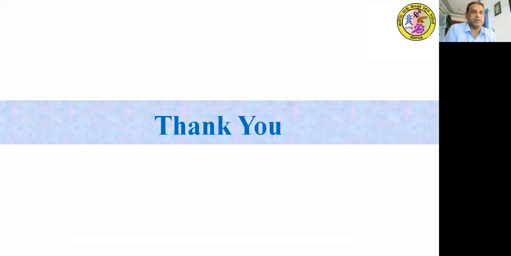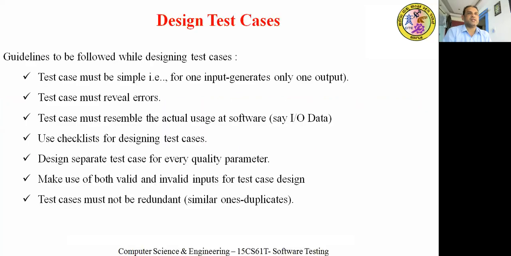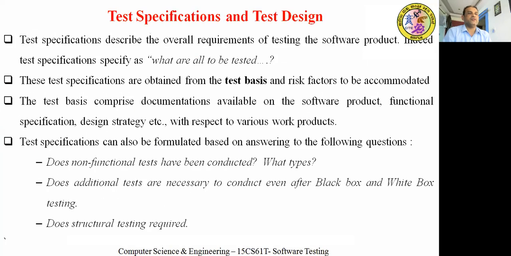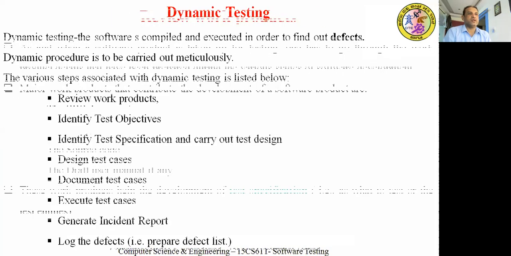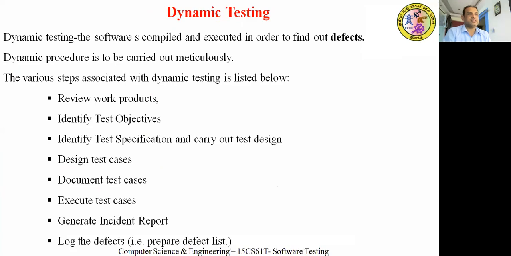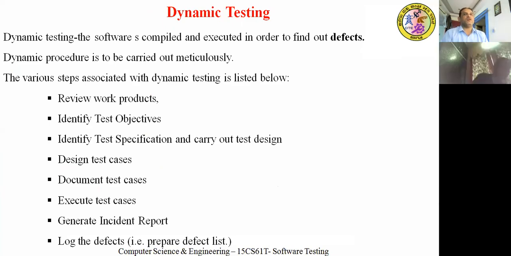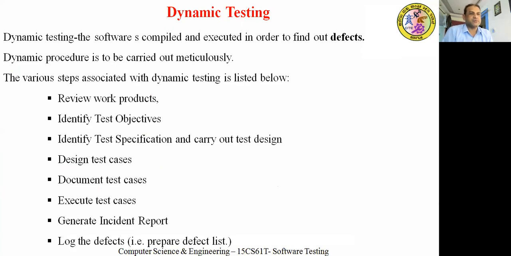So with this, we have completed today's class. Session unit number 4, dynamic testing, we have started, and we have discussed the various steps. Dynamic testing involves various steps. So it includes the following steps. Out of these, we have discussed 4 steps today: review work products, identify the test objectives, identify the test specification and carry out design, and design test cases. So these are the steps involved in dynamic testing. The remaining steps we shall continue in the next class. Yes, fine. Thank you, one and all.